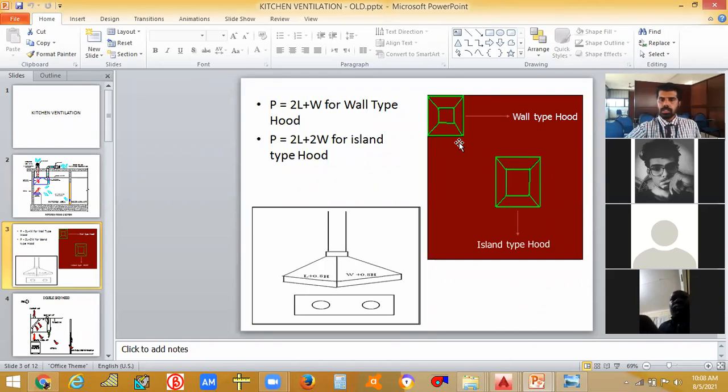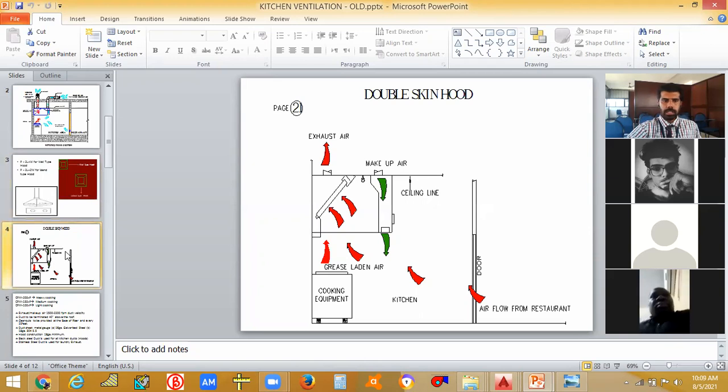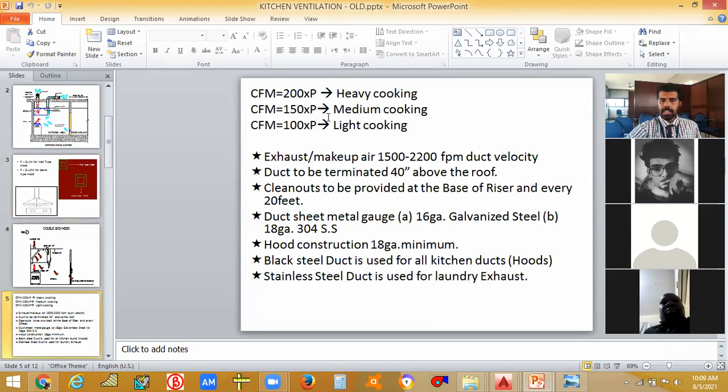Okay, so the perimeter will be L plus W plus L plus W. So where the kitchen hood is being hung, whether it is width or length, you just exclude that. Okay, this also I have taken yesterday. And these are some basic guidelines when designing the kitchen hood. Okay, we are dealing with the SMACNA method. Okay, now we are dealing with SMACNA method.